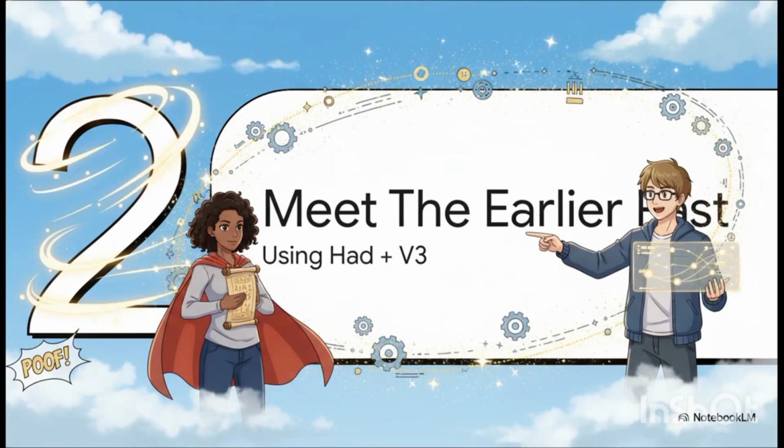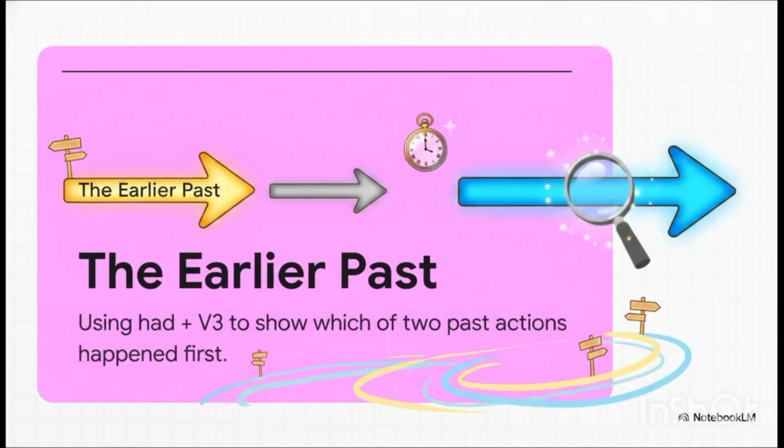Which brings us to section 2, meet the earlier past, using had plus V3. Let's pivot away from that confusing problem and completely reframe this intimidating grammar rule. We're going to turn it into a highly useful everyday storytelling concept. Actually, I want you to stop thinking about this as the past perfect. Let's just banish that term completely.